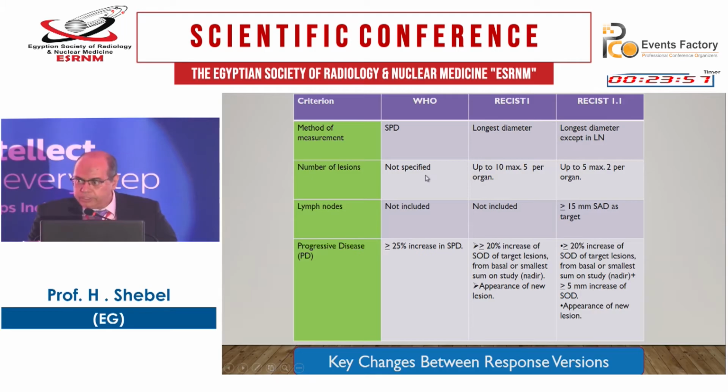In the older version, there is no limit on the number of lesions in WHO. However, in RECIST version 1, they limited lesions to up to 10 lesions in the whole study, 5 lesions per organ. In the last version, this was modified and reduced to 5 lesions in the whole study and 2 per organ. Lymph nodes are included only in the last version, 1.1. And progressive disease changed from 25% or more to 20% or more. And any appearance of a new lesion is considered progressive disease.